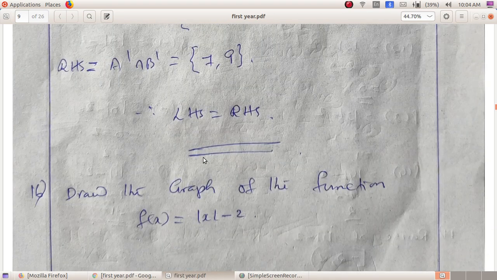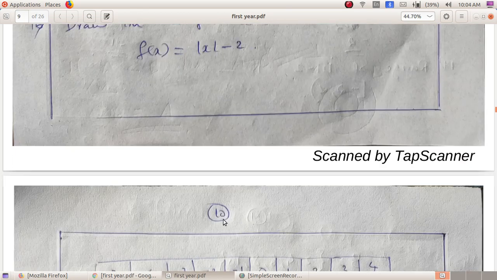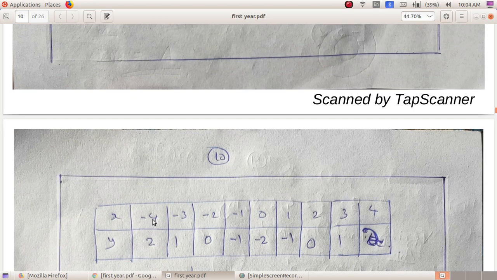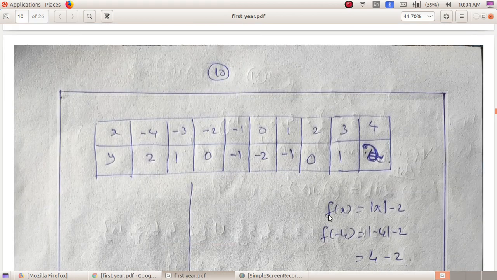LHS equal to RHS. Draw the graph of the function f of x equal to mod x minus 2. Okay, so we are taking different points for finding the graph: minus 4, minus 3, minus 2, minus 1, 0, 1, 2, 3, 4. This is our choice; you can take from minus 5 or minus 6. Anyway, we are choosing minus 4 to plus 4. Given f of x equal to mod x minus 2, when we take x equal to minus 4, mod minus 4 minus 2. What is mod minus 4? 4. 4 minus 2 is 2.